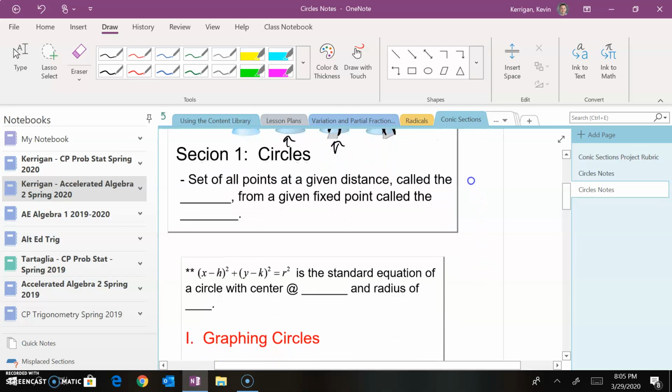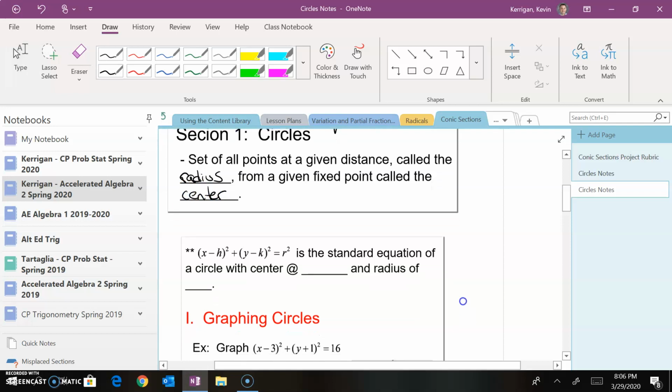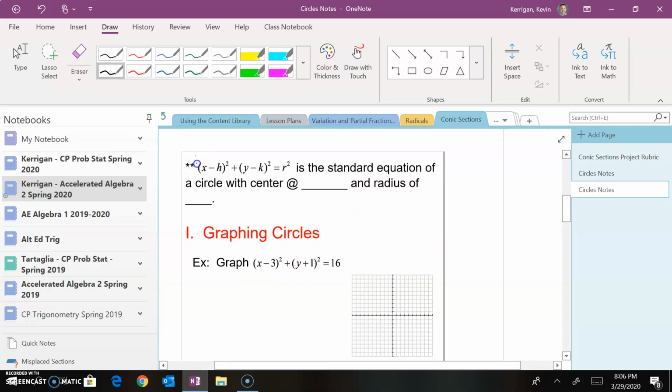Many of you remember circles back from geometry, maybe even a little before that. By definition, a circle is the set of all points at a given distance called the radius from a given fixed point called the center. In order to graph circles, what we need, and I wrote up here, starred, is this equation right here, the main equation that we will need in order to graph a circle.